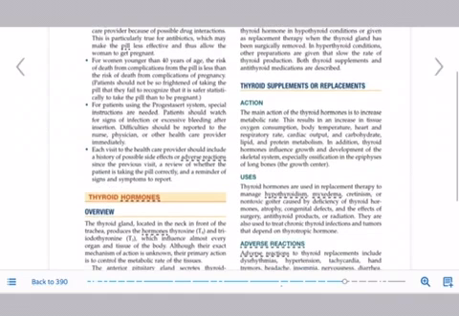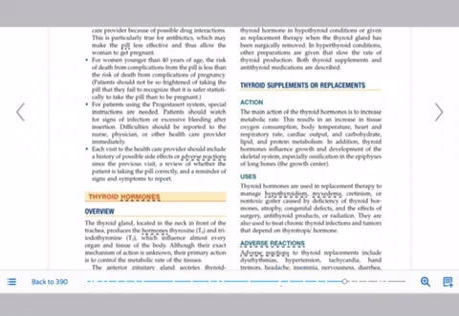All right, so uses and replacement therapy, right, for several conditions such as hypothyroidism, myxedema, cretinism, or non-toxic goiter caused by deficiency of thyroid hormones, atrophy, congenital defects, the effects of surgery, antithyroid products, or even radiation.